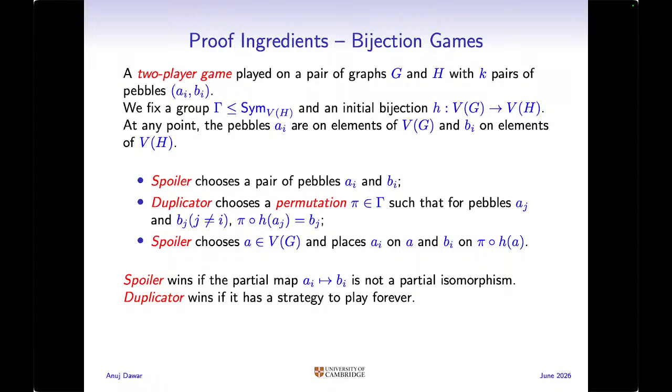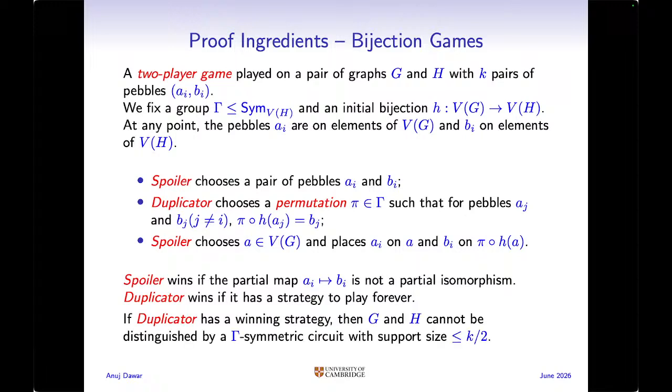Okay, that's the two-player game. And the point is, we can show that if duplicator has a winning strategy, then these graphs, seen as matrices, cannot be distinguished by any gamma symmetric circuit with small support. Okay, so the number of pebbles corresponds to roughly the support size.